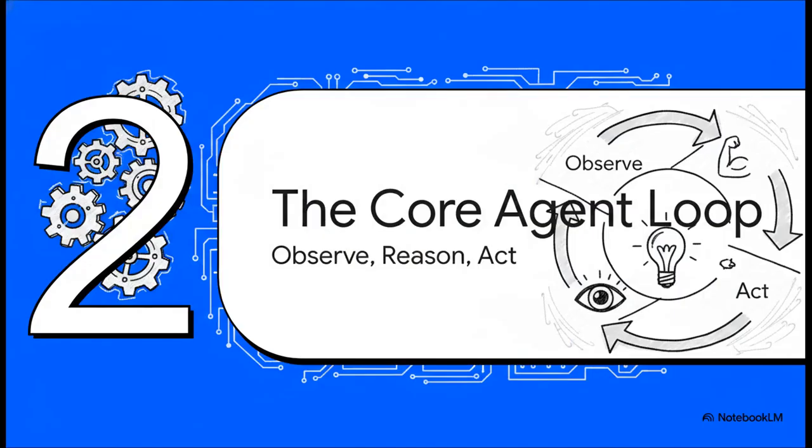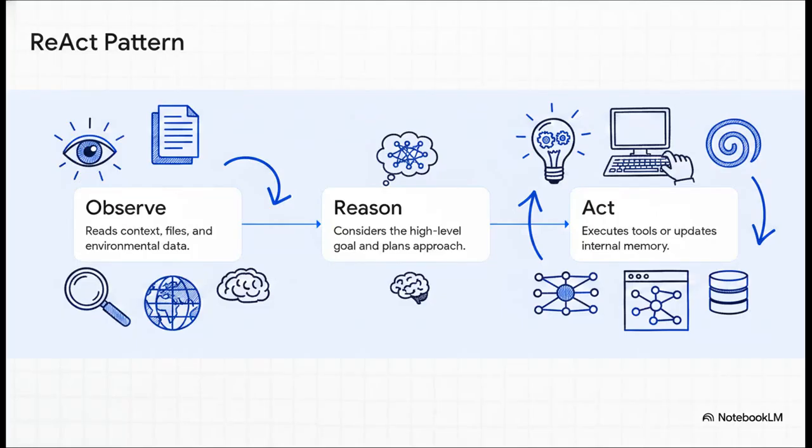Moving on to Section 2. The core agent loop, which is all about observing, reasoning, and acting. Now we're looking at the engine itself. This is the ReAct pattern in motion, and it's an incredibly powerful iterative cycle. First, the agent observes its environment. It's reading the context, scanning your files, looking at tool outputs.